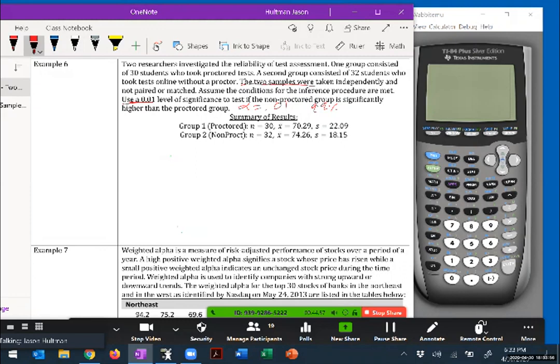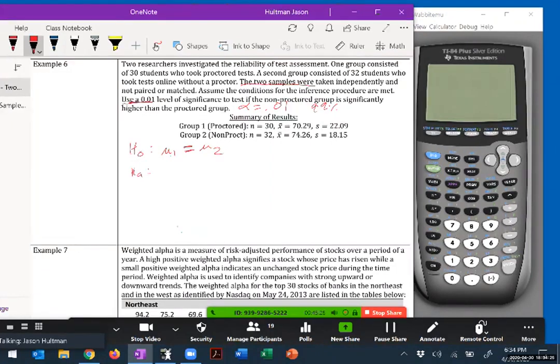Okay, so what is my null hypothesis? Well, that's mu1 is equal to mu2. Don't mix that up with the Pokemon. It's the Pokemon Mewtwo. So that's a little Pokemon joke. Just roll with it. Okay, so mu1 is equal to mu2.